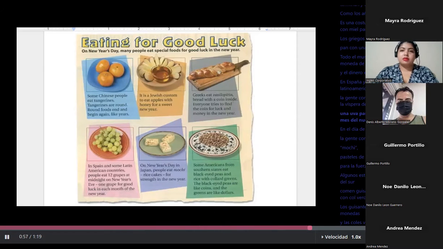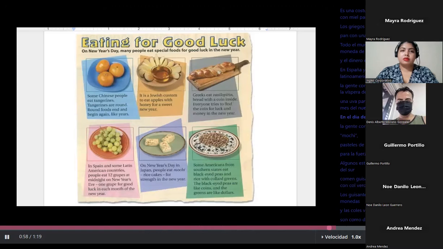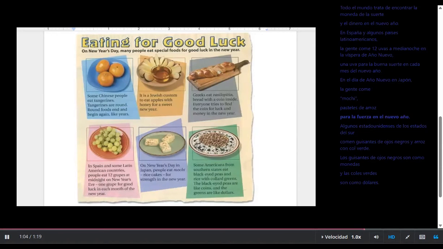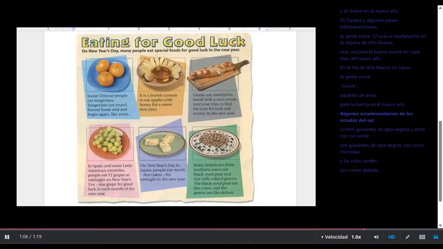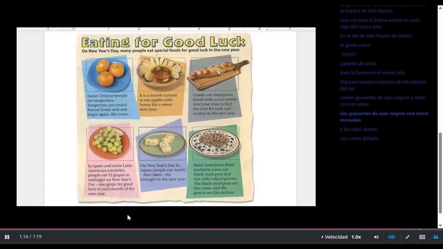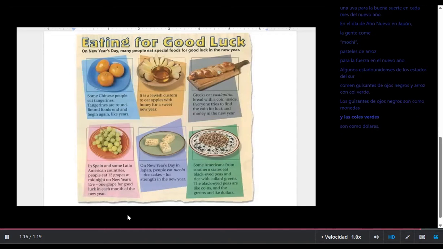On New Year's Day in Japan, people eat mochi, rice cakes, for strength in the new year. Some Americans from southern states eat black-eyed peas and rice with collard greens. The black-eyed peas are like coins, and the greens are like dollars.